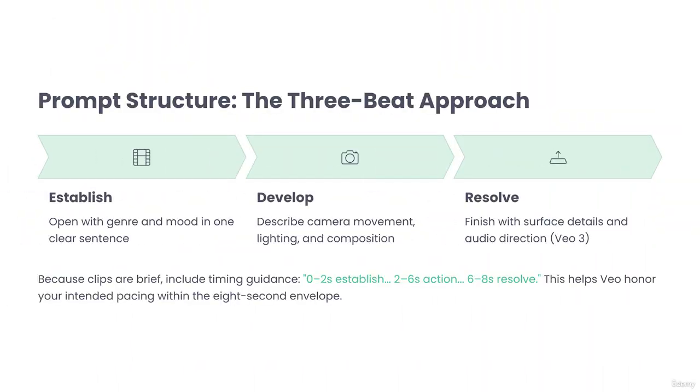When you write prompts for Veo, think like a director giving notes to a small, hyper-capable crew. Your job is to specify genre, tone, action, cinematography, look, and on Veo 3, sound. Open with the genre and mood in one clear sentence, then describe what happens on screen. Follow with the camera and lighting you want and finish with surface details, materials, color, weather, era.